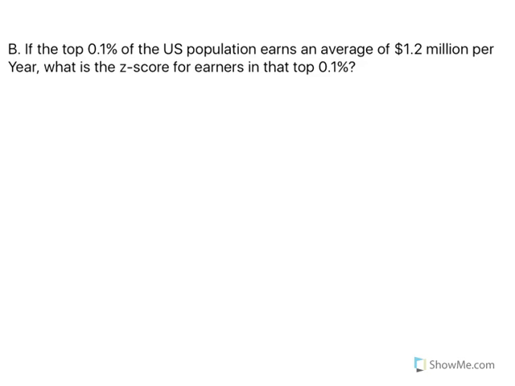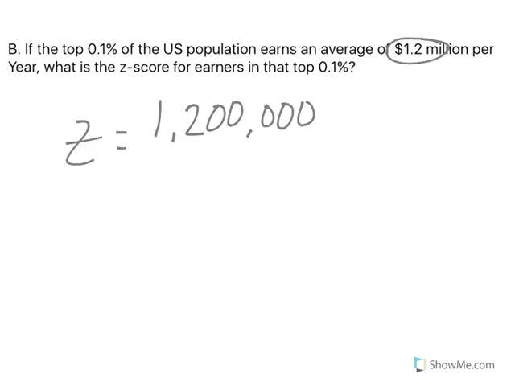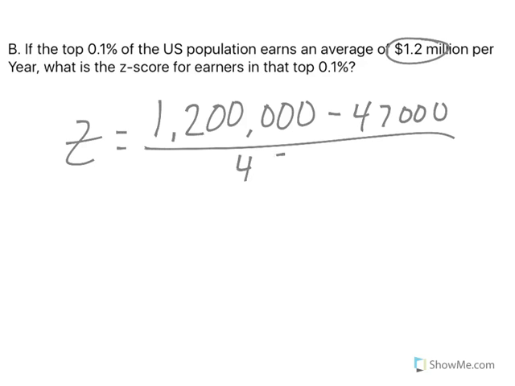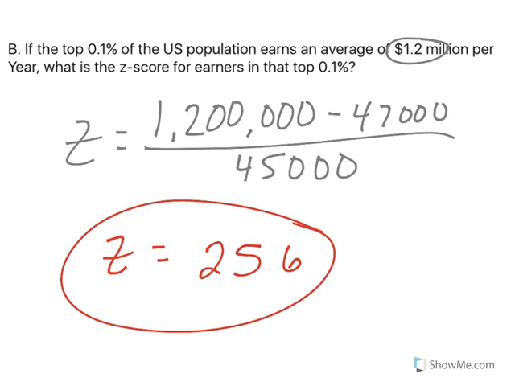If the top 0.1% of the population earns an average of 1.2 million per year, right, chump change, what's the z-score for those earners? Well, here's my value. So z is 1.2 million minus 47,000, which is the mean, divided by the standard deviation of 45,000, and we end up with a z-score of 25.6. And that just seems cray-cray.